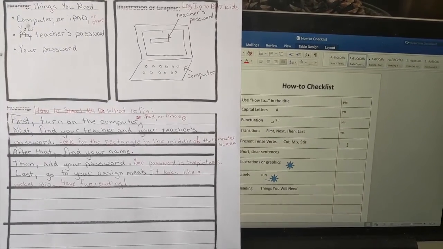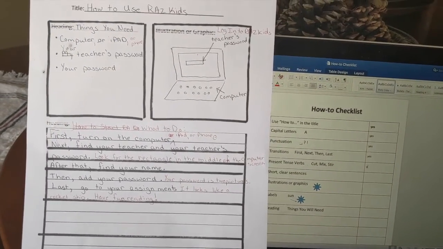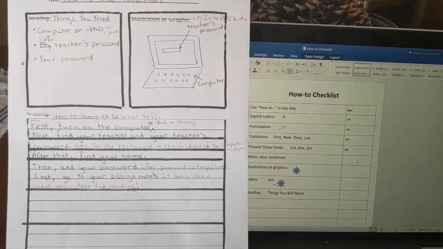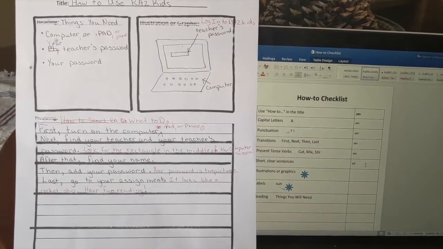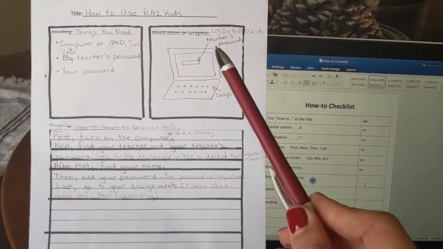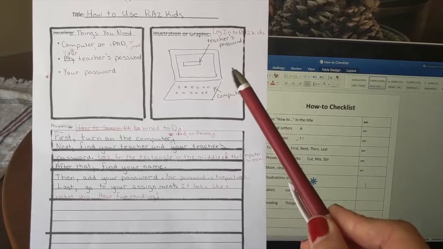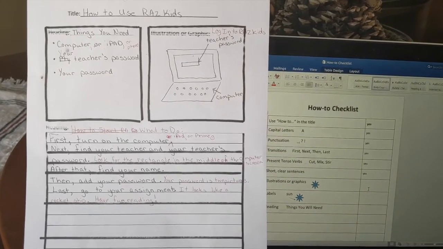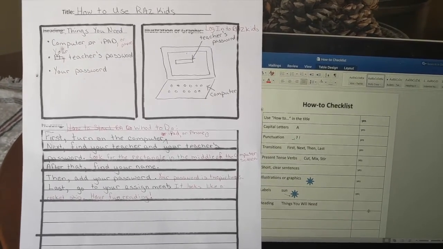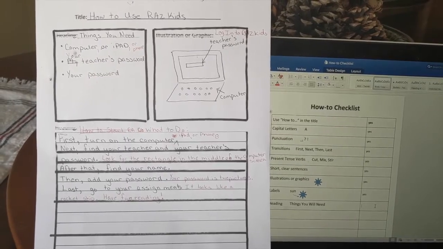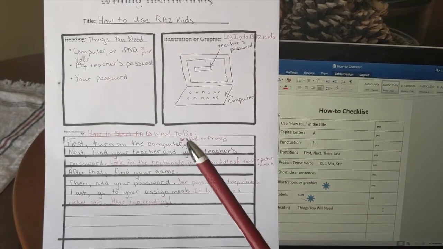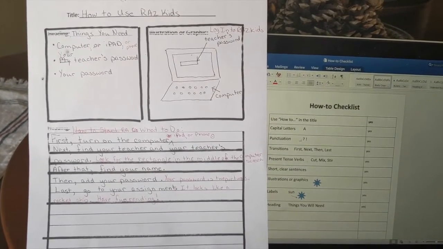Did I use present tense verbs, not past tense verbs with ed? Yes, all my verbs are in present tense. And were my sentences short and easy to understand? I think so. Did I have an illustration or graphic? Yeah, remember I drew the computer here and I put labels. So I can add yes to these two. Okay. And finally, did I put headings? Yes, I have 3 headings, things you need, log into RazKids, and what to do. So I'm going to put yes.